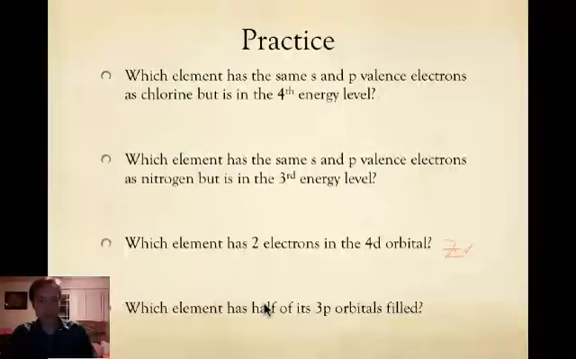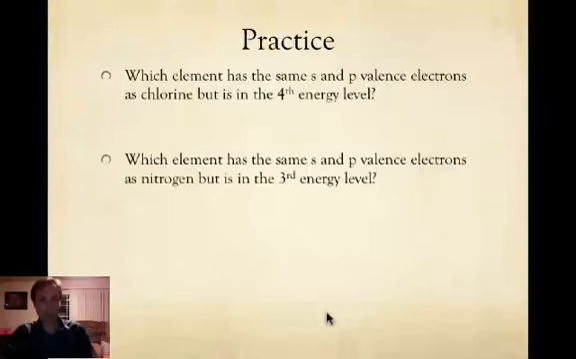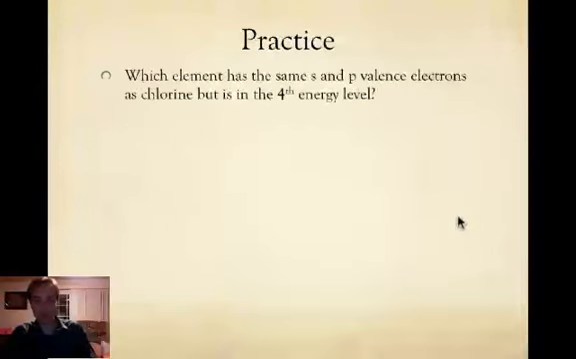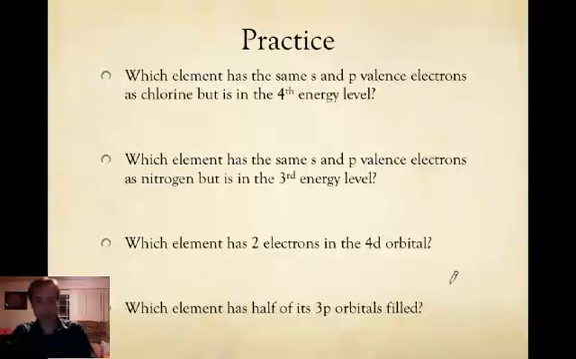Last question says, which element has half of its 3p orbitals filled? The tricky thing here is you got to think, okay, 3p orbitals. So in other words, p has 3 orbitals, okay? And if they're half filled, that means there's 1 electron in each, because each one can normally hold 2 electrons, right? So what this is saying is you're in the third energy level with 3 electrons in the p, okay? So if we go back, so third energy level, cut across to the p block, and we have 1, 2, 3 electrons filled, so we're dealing with phosphorus.